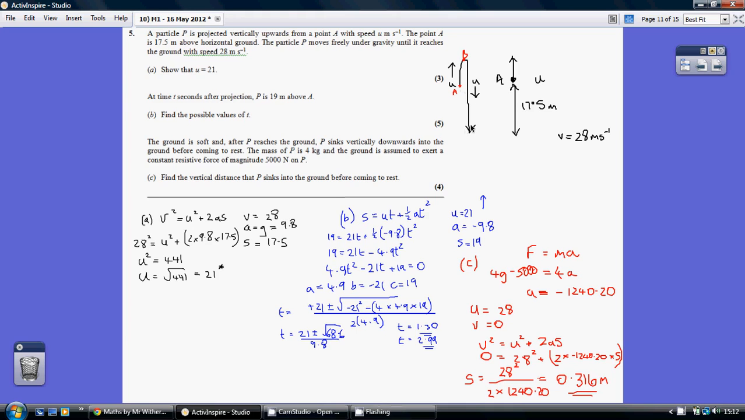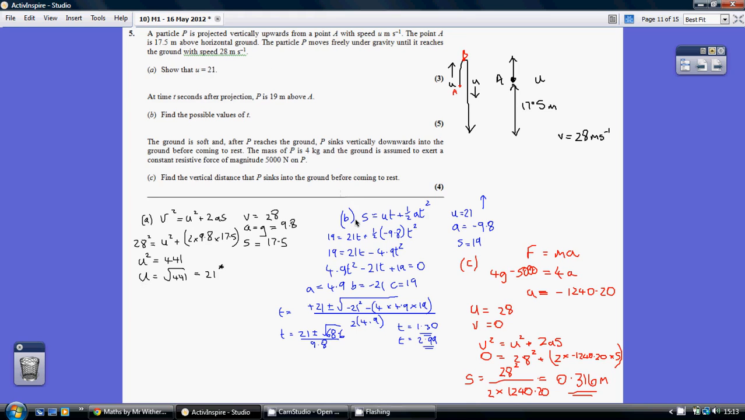So we know the final velocity as it hits the ground is 28. We're trying to work out the initial velocity u. We know the acceleration is just gravity, which is 9.8, and we know the distance travelled is 17.5 meters. Having simplified this, we just substitute it into v squared equals u squared plus 2as, and that allows us to show that u is 21.